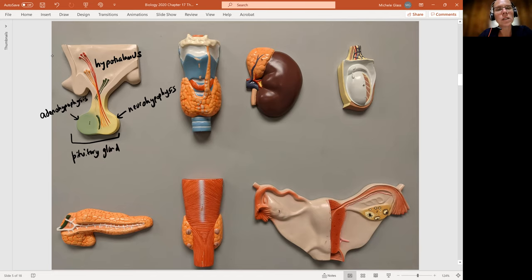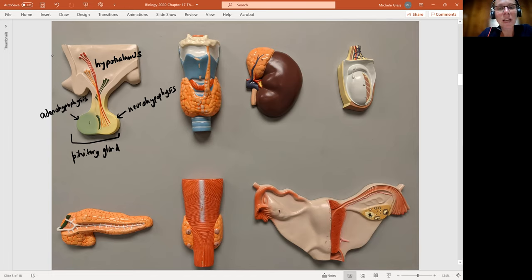Now, the key thing I want you to see from this particular model is notice you have two sets of neurons that have their cell bodies in the hypothalamus, but then their axons are extending into the neurohypophysis. So we'll see that there's a couple of hormones that the hypothalamus makes, but the neurohypophysis releases. You see kind of that green line separating the adenohypophysis from the neurohypophysis, and that would be the pars intermedia.